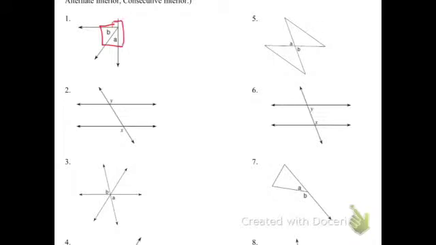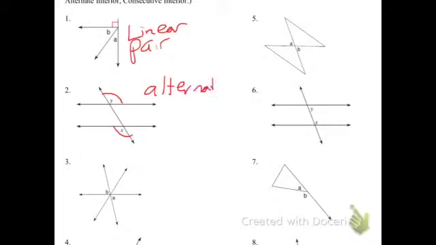These two here, they make a right angle, because here you have a straight line. A right angle here means there's going to be a right angle over here, and so these two make a linear pair. On 2, you have two parallel lines, and then a transversal that cuts across them. And if you have two exterior angles on opposite sides of the transversal, you have alternate exterior angles.